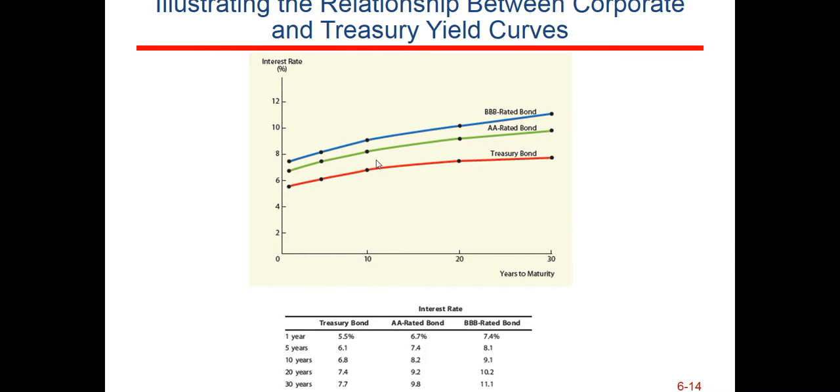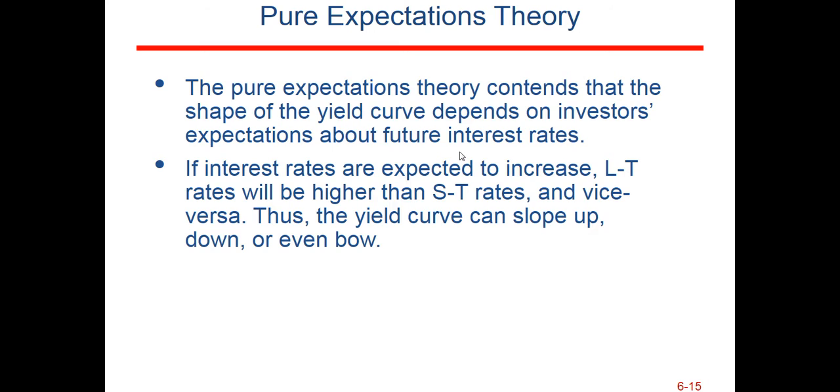What this shows is, as you get to riskier investments, a AA rated bond is fairly safe, but not as safe as treasury bonds. So it's riskier compared to treasury bonds, but safer compared to BBB rated bonds. So what you're seeing here is, for the same maturity, if the risk increases, the interest rate you are demanding on that bond is increasing.